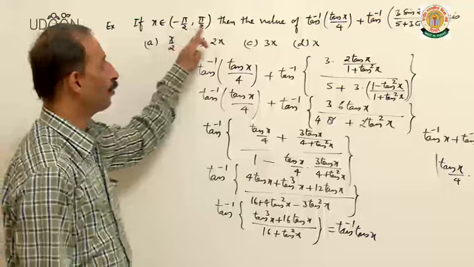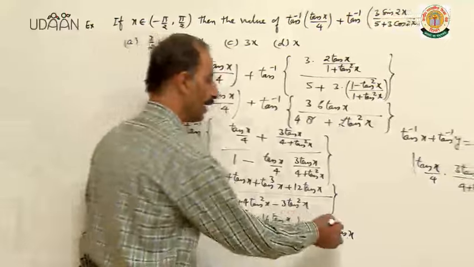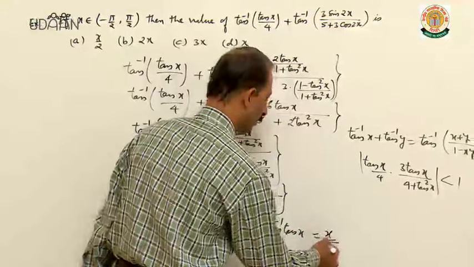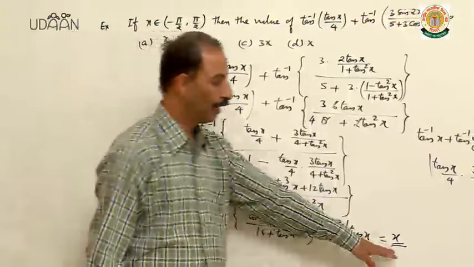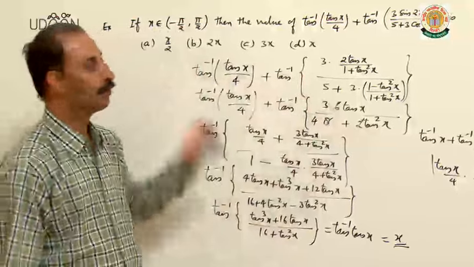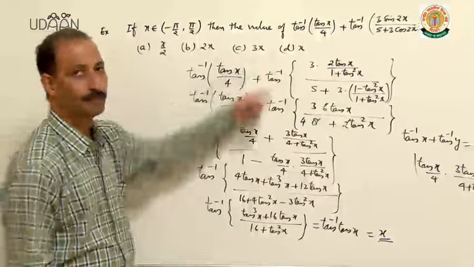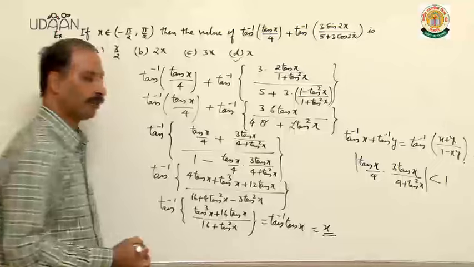The value of x lies between minus pi by 2 and plus pi by 2. So tan inverse of tan x we can write as x. So children, after simplification of this expression you are getting the value x. Now you can check which option is correct. D option. So D option is the correct option.